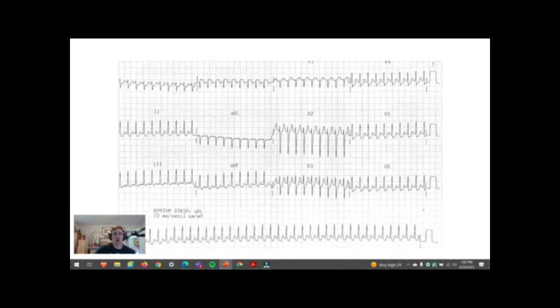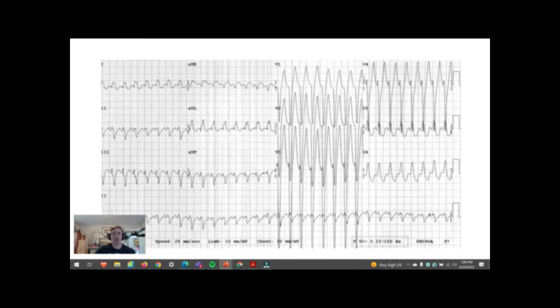So what would you call this rhythm? Well, I would probably call this, and I'll pause for a second. What do you call this? Do you see a P wave before every QRS? Nope, I don't. So the P wave's probably buried somewhere in the QRS. It's narrow, fast, regular. We're going to call this AVNRT.